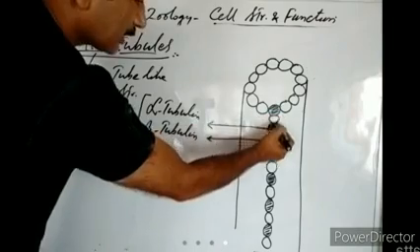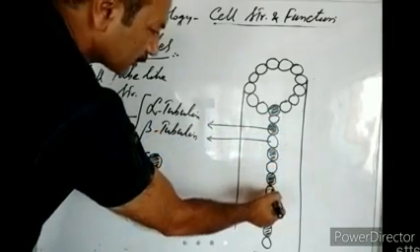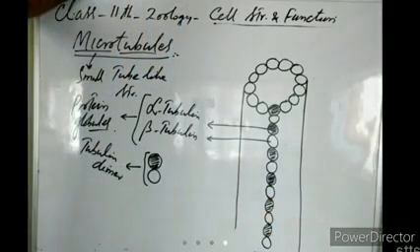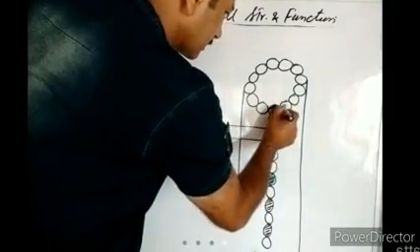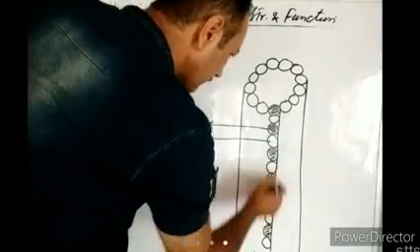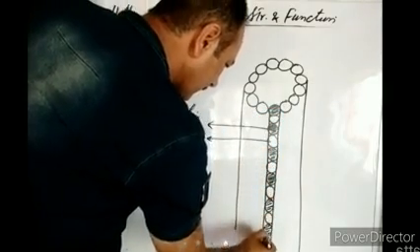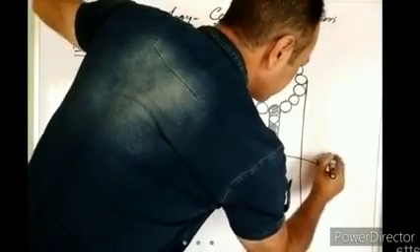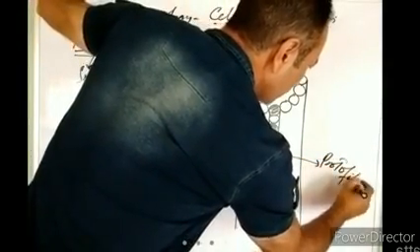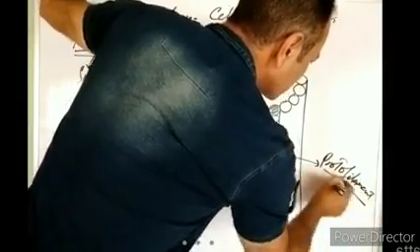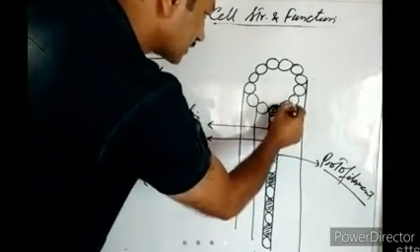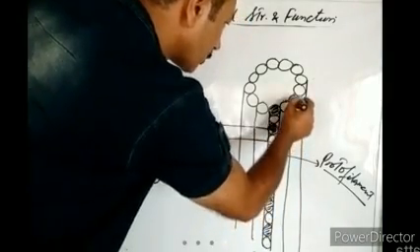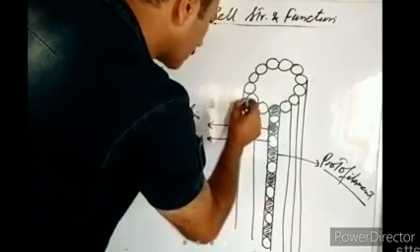So one tubulin dimer, another tubulin dimer, and another, so many tubulin dimers combine and form a long thread-like structure. This whole structure, formed of repeating tubulin dimers, is known as a protofilament. So this is one protofilament. Similarly, there is another protofilament, and another, and another.